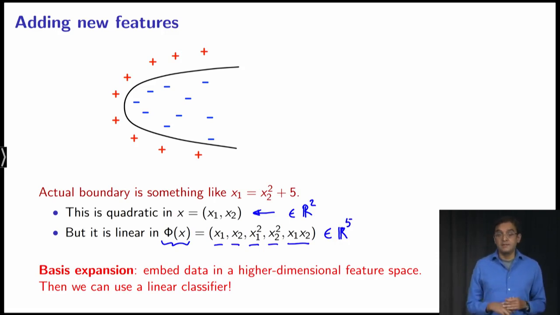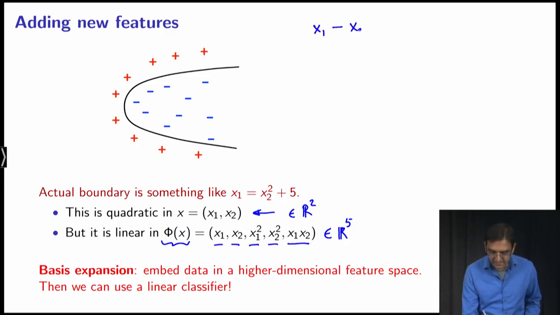It's easy to create these. We have x1 and x2, so we can just add on these 3 extra features. That's not a problem at all. But how does it help us? Well, it turns out that this boundary over here, for example, is linear in phi of x. Let's see that. What is the equation of this boundary? We've got accustomed to writing boundaries in the form some function equals 0. So in our case, it's x1 minus x2 squared minus 5 equals 0.